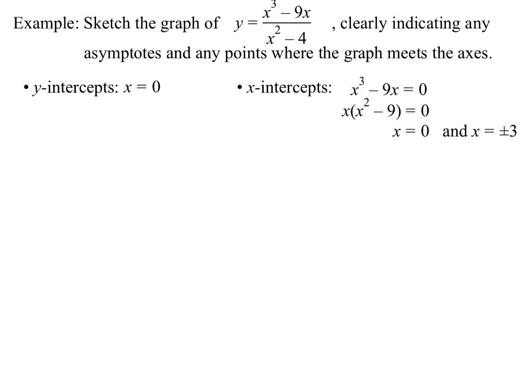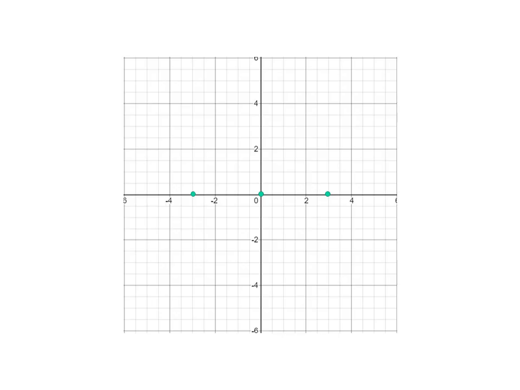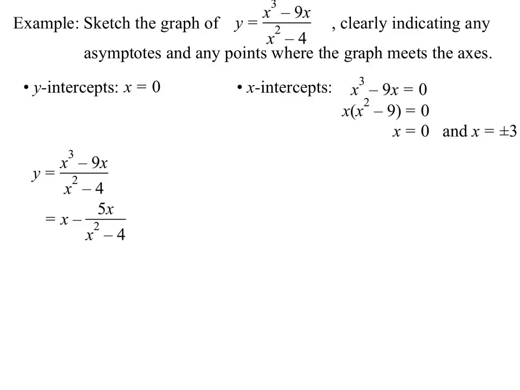Solving that one, we get 3 x-intercepts: 0, which actually when you think about it, we already knew, because if the y-intercept is at x equals 0, the graph goes through the origin. So consequently we're expecting to find that as an x-intercept as well. But the other ones we get are plus or minus 3. I know those 3 points. Now, looking at this, if I do my polynomial division, I'll get x minus 5x on x squared minus 4.